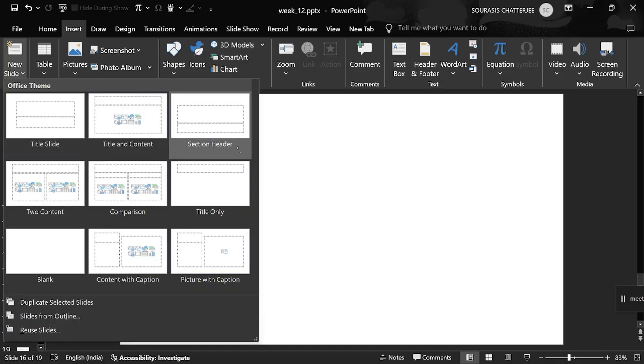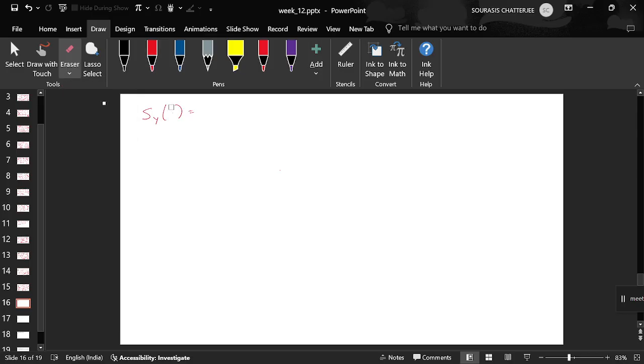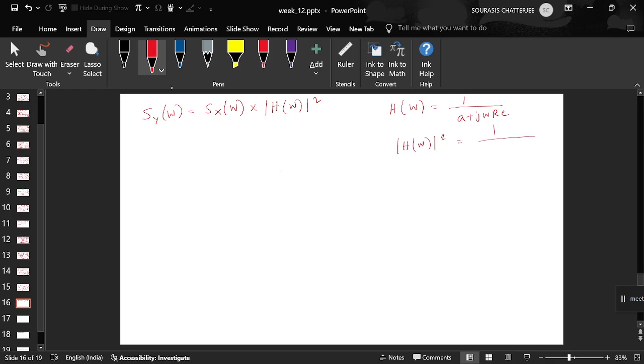sorry, now we are talking in terms of omega, so let's talk in omega here. Sy(omega) is Sx(omega) times |H(omega)| squared, that we have found, and we already have this expression H(f) or H(omega), you can write both ways. That is given as 1 over 1 plus j omega RC, right? So therefore the absolute value of H(omega) squared is nothing but 1 over 1 plus omega squared R squared C squared.